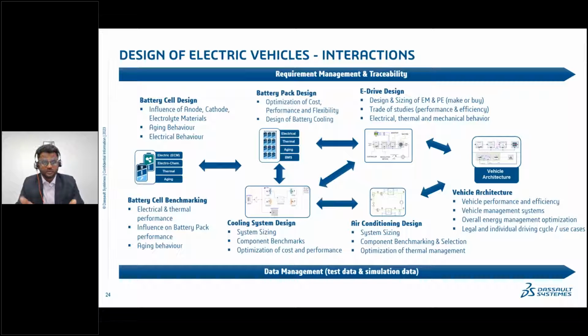This can be done using the cooling system design library. You can also include different air conditioning designs, to account for different auxiliary systems. You can define your e-drive design, which is your electrified powertrain. You can define what sort of inverter, what sort of motor, and what sort of controller you have. Those aspects can also be taken care of, along with the vehicle architecture of your given product.